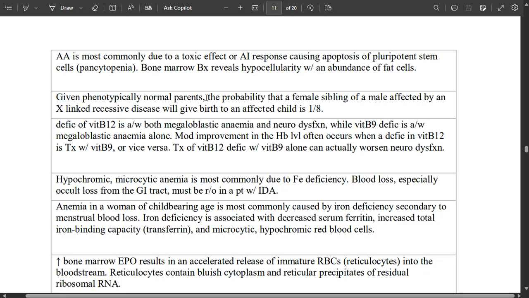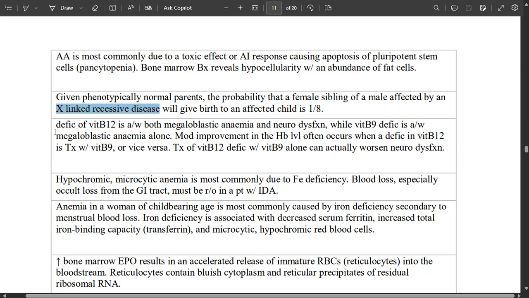Given phenotypically normal parents, the probability that a female sibling of a male affected by an X-linked recessive disease will give birth to an affected child is 1 by 8. So if there are normal parents, and a male has X-linked recessive disease, then the chances of his daughter carrying the X-linked disease is very slim, because the daughter receives a normal X chromosome from her mother, and therefore the chance of having X-linked recessive disease is very slim, and that is 1 by 8.